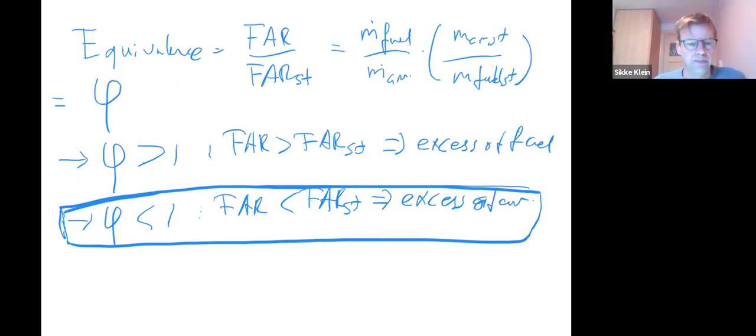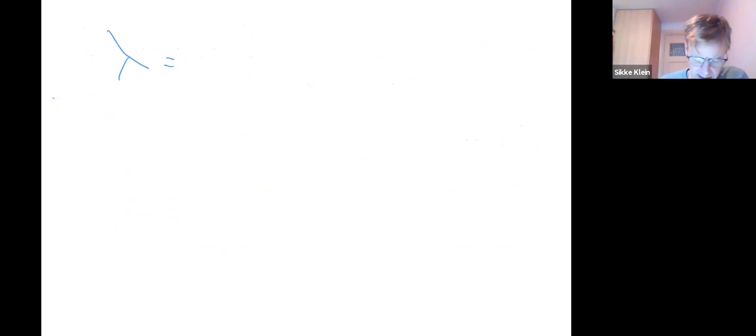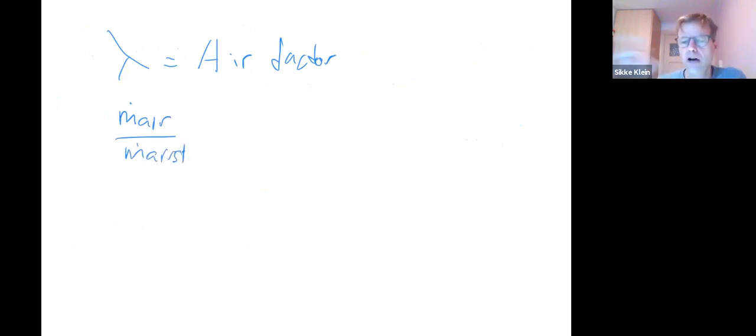The terminology linked to that: if you have smaller than one, you have lean combustion, and if you are larger than one, you have rich combustion. Lean is really too much air, an excess of air. There's another term, lambda, which is more German, and it's the air factor. This is m air divided by m air stoichiometric. So it's the amount of air you have above the stoichiometric air.